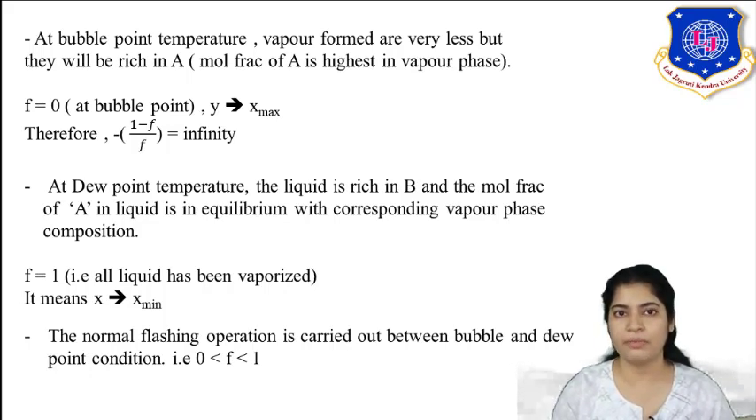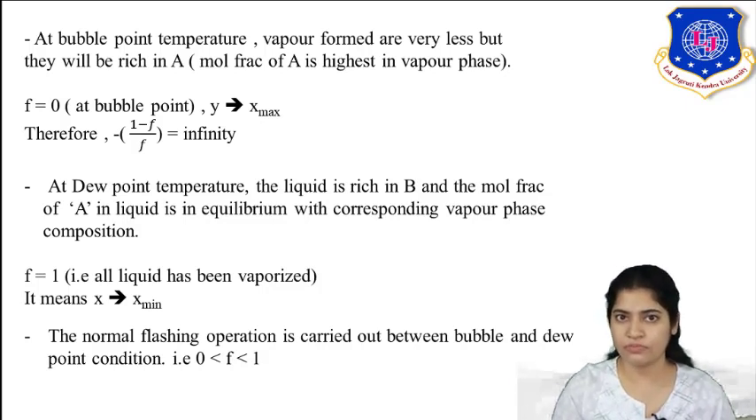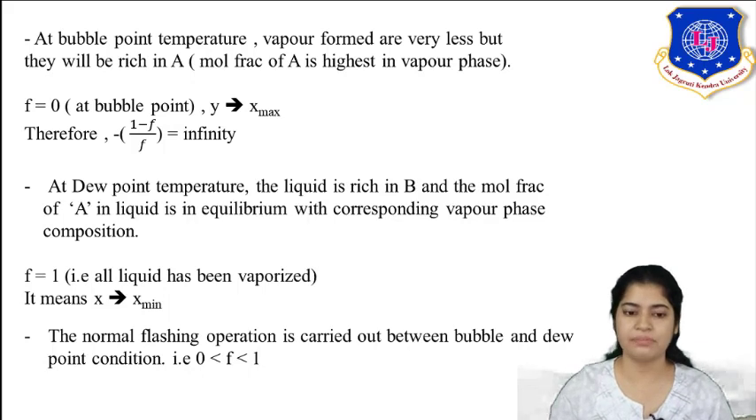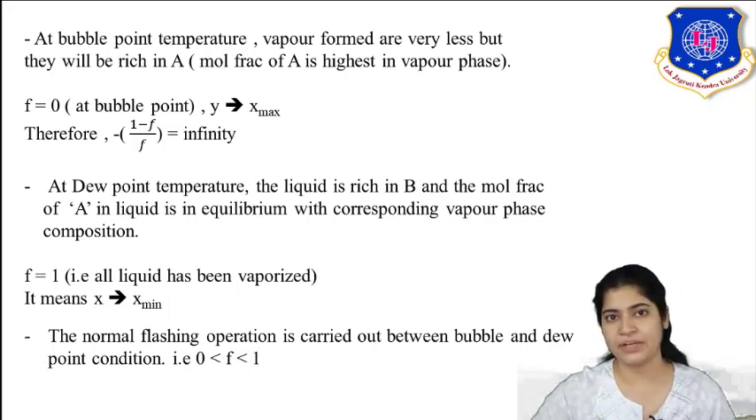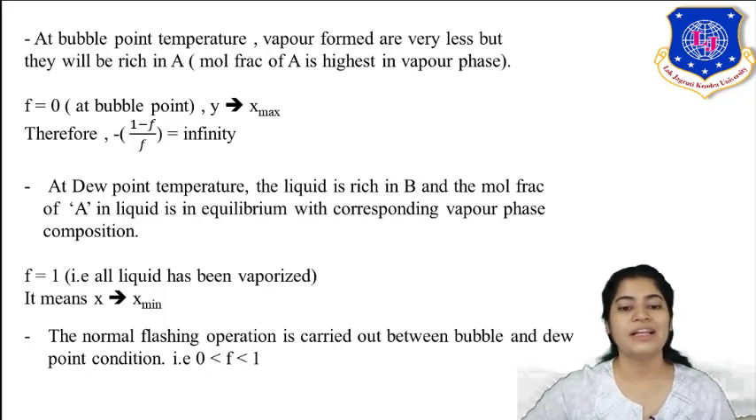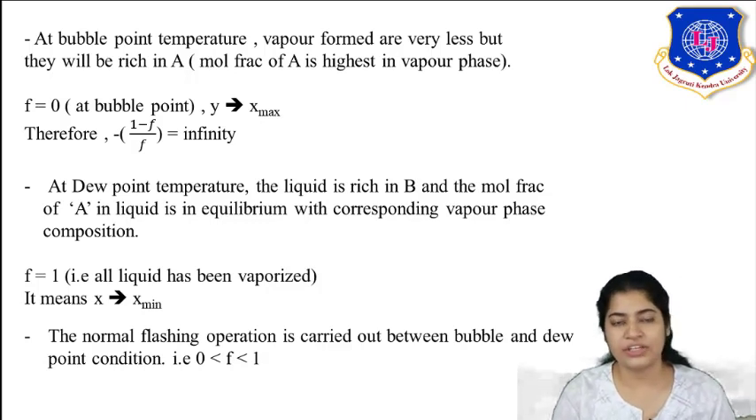What is the dew point temperature? The temperature at which the first dew will form. Dew will form from vapors only. So if I am introducing my feed as whole vapors, only as vapor, then the first condensation which takes place will of course be of the less volatile component. So the liquid is rich in B, and the mole fraction of A in the liquid is in equilibrium with the corresponding vapor phase composition.